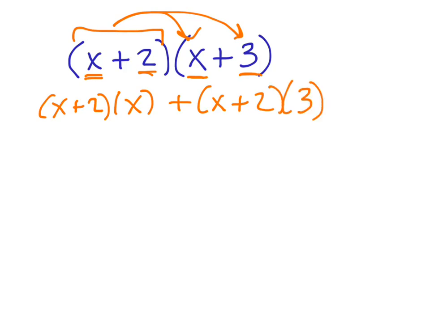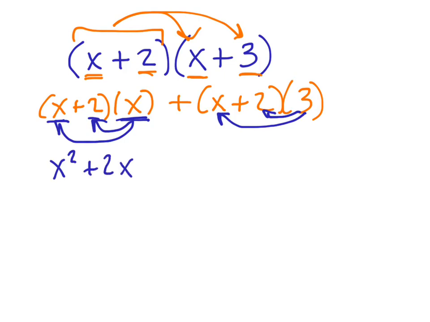Then I'm going to go back through, and I still have a single term times two terms, so I need to use the distributive property again to multiply x times 2 and x times x. And on the right, I'm distributing a 3 to the x and a 3 to the 2. So first this gives me x times x is x squared, then x times 2, that's 2x, and then on the right I have 3 times x and 3 times 2, which is 6.